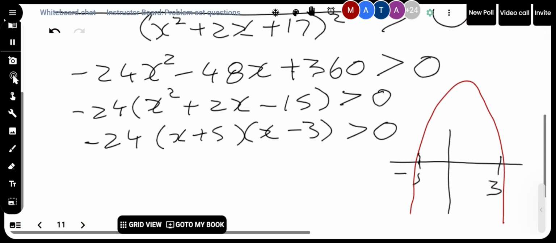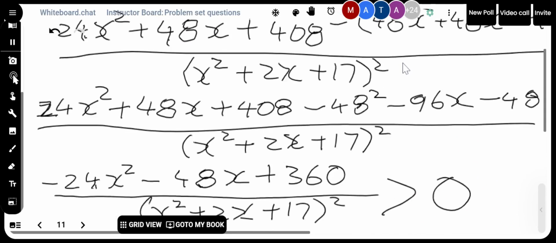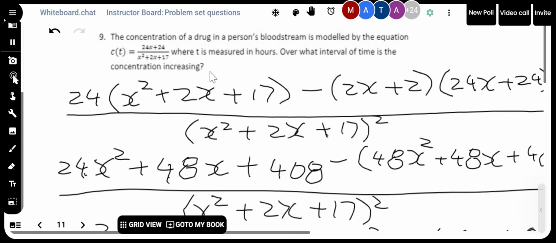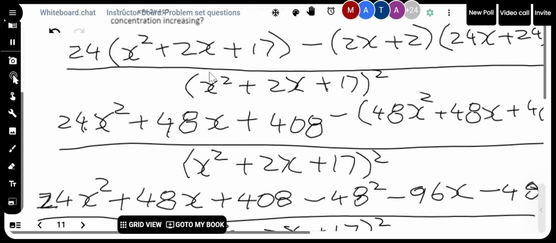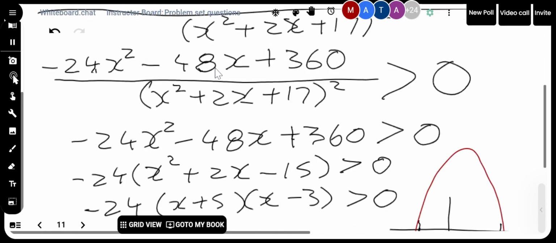So now, let me remind you what the question was. The question was, where is it increasing? We said that as long as the derivative is positive, greater than 0, then that means that the original function was increasing, right?